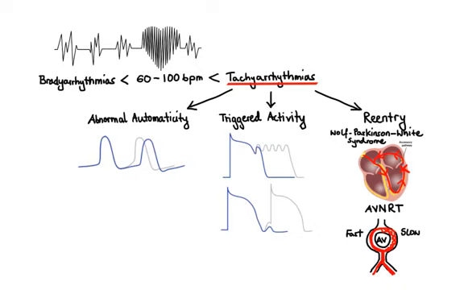Now let's move on to discussing the actual antiarrhythmic drugs. The most commonly used classification of antiarrhythmics is the Vaughan-Williams classification, which groups most antiarrhythmics into 4 classes, based on their dominant mechanism of action. Now let's discuss each of these classes.